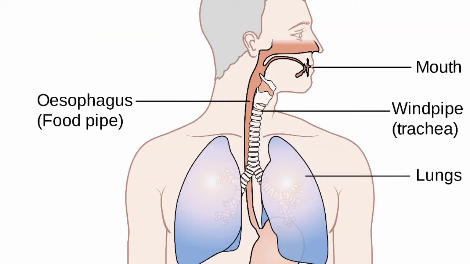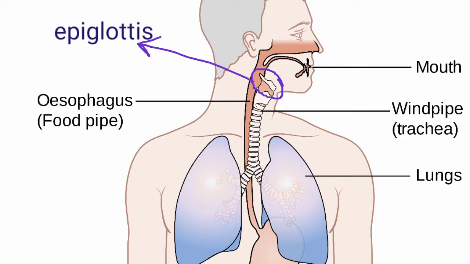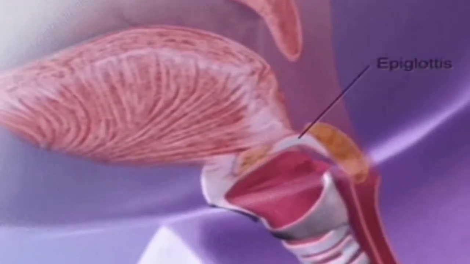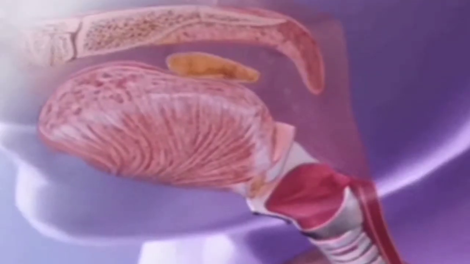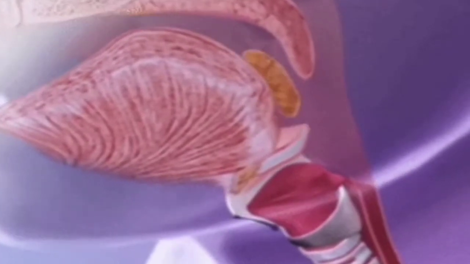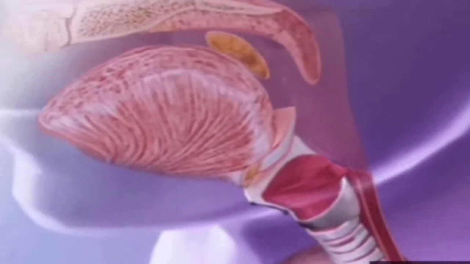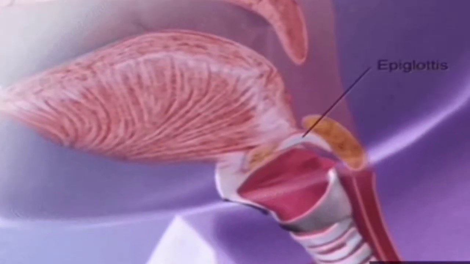Let us understand some important terms about the esophagus. Look at this picture. You can see that the windpipe and the food pipe, also known as the esophagus, lie close to each other. A flap-like structure known as the epiglottis closes the opening of the windpipe while eating, and it prevents the entry of food into the windpipe, so food can pass easily down the food pipe. That's why it is always advised not to talk or laugh while eating.